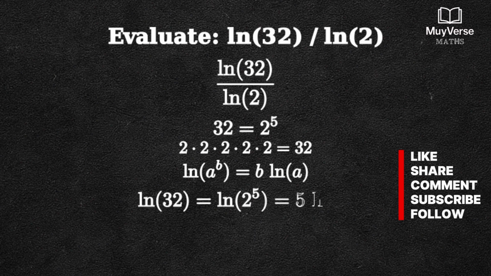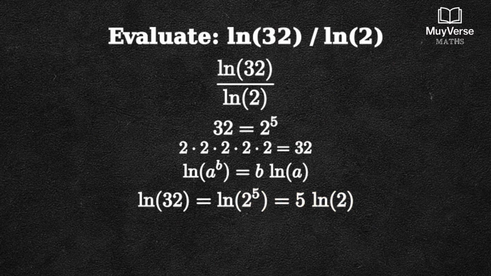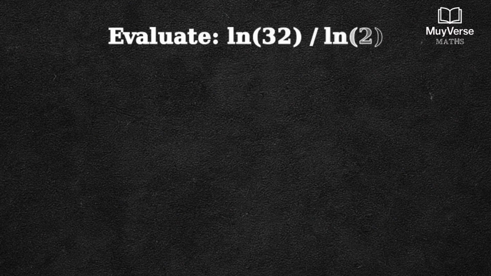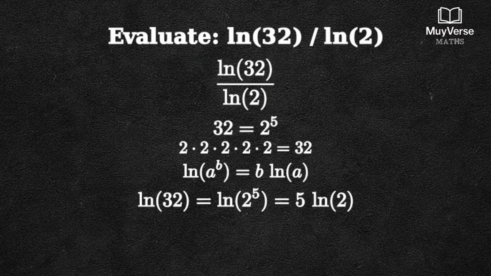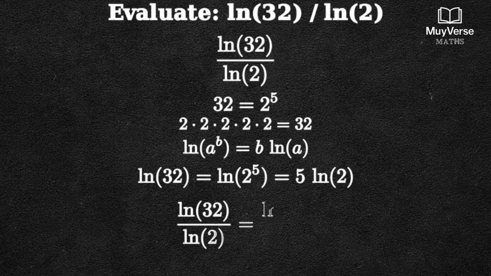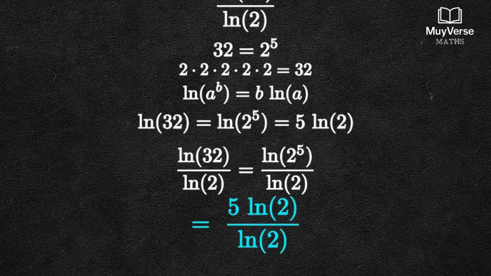Applying the rule to ln of 32, we write ln of 32 equals ln of 2 to the 5th equals 5 times ln of 2. Now substitute this back into our fraction. Replace ln of 32 by ln of 2 to the 5th. Then, by the power rule, that equals 5 ln of 2 over ln of 2.